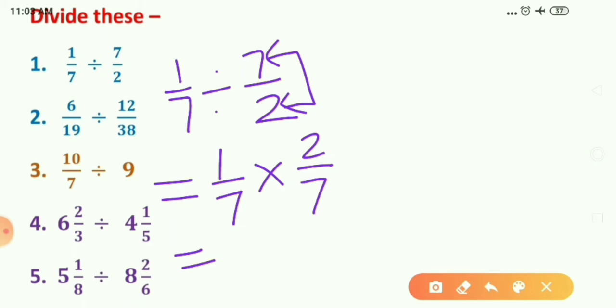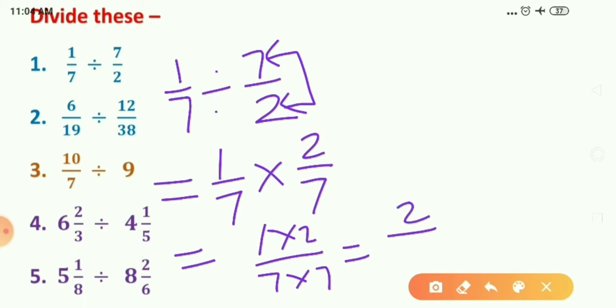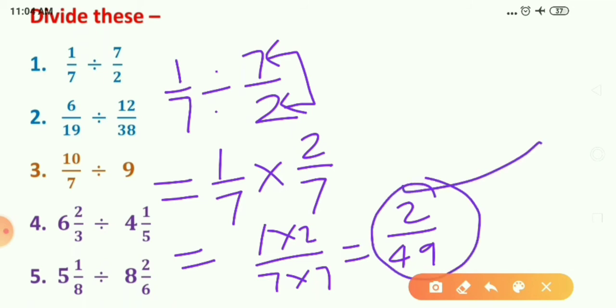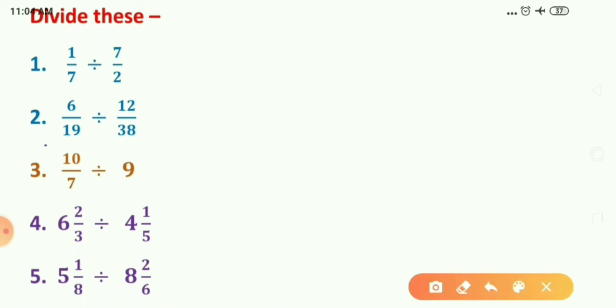Then go to the second step: multiply the numerators and denominators. So 2 times 1 is 2, and 7 times 7 is 49. So you will get 2 upon 49. The next step is to get the simplest form. 2 and 49 are not divisible by any other common number, so it will be our quotient. It is your answer. Now come to the second question.